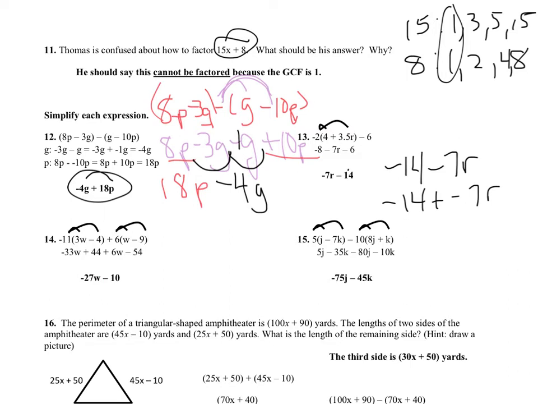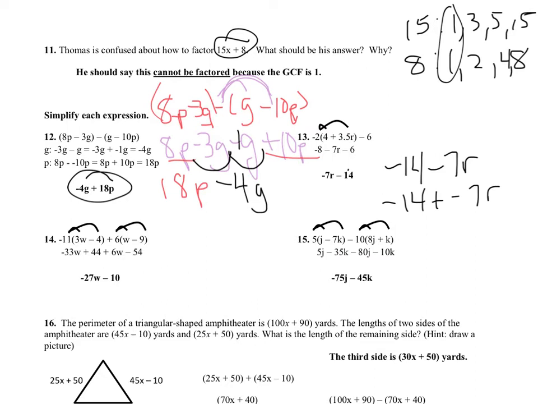All right, number 15. We have 5 that needs to be distributed through. So we run the positive 5 to the j. 5 times j is 5j. 5 times negative 7k. Positive times negative is a negative. So 5 times negative 7, negative 35. Add on the k.